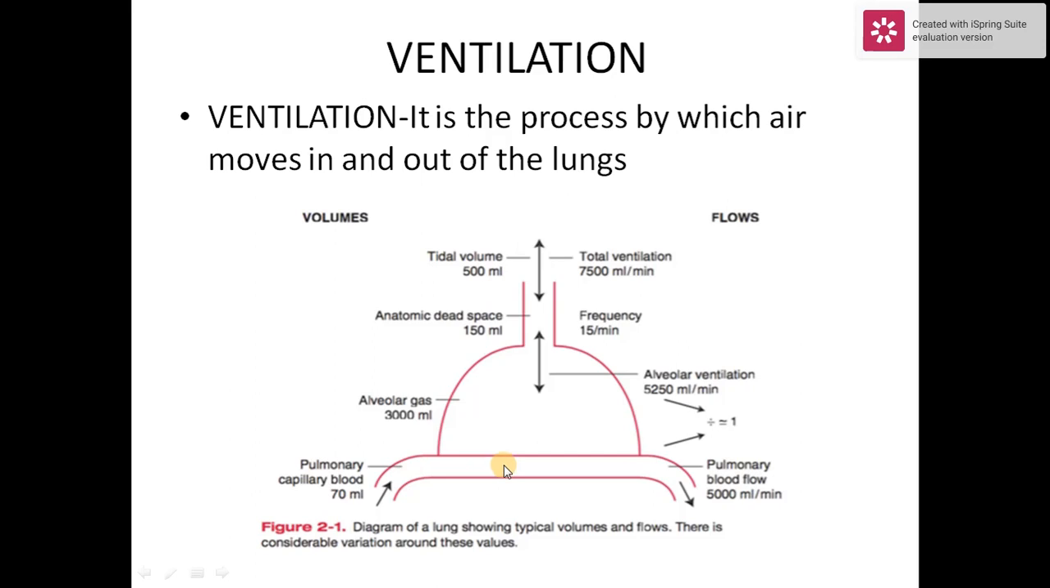And the normal pulmonary blood flow is around 5000. So on calculating the ratio of ventilation to perfusion, it will be approximately 1. So this is the basics of ventilation: tidal volume, anatomical dead space, alveolar ventilation, the pulmonary blood flow, and the ventilation perfusion ratio. Okay, this is the basis about ventilation.